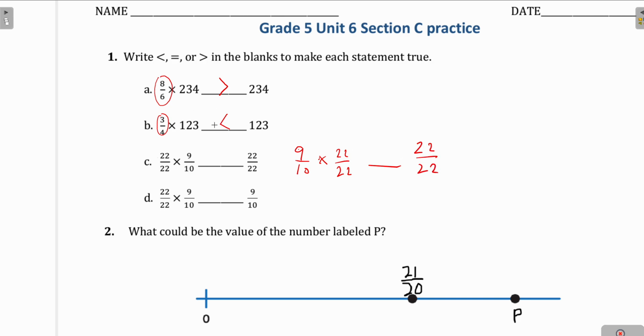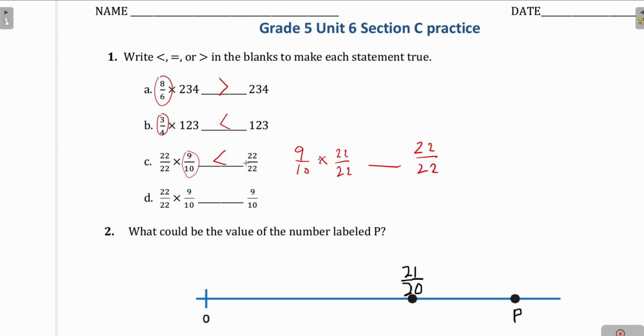Now it looks like the other ones, right? 3/4 of 123 is less than 123. So now 9/10 of 22 out of 22 is going to be what compared to 22 out of 22? And notice how the 9/10 here is less than 1 whole, because I know that 10/10 is 1 whole, so 9/10 is less than 1. So that means that this is less than 22 out of 22.